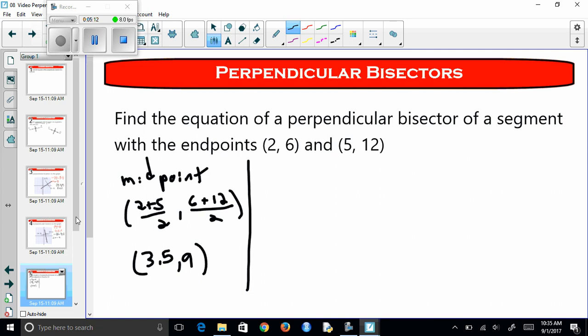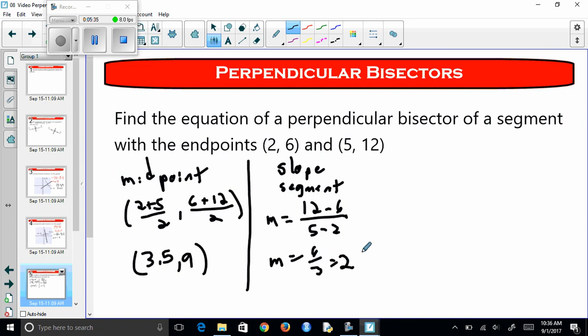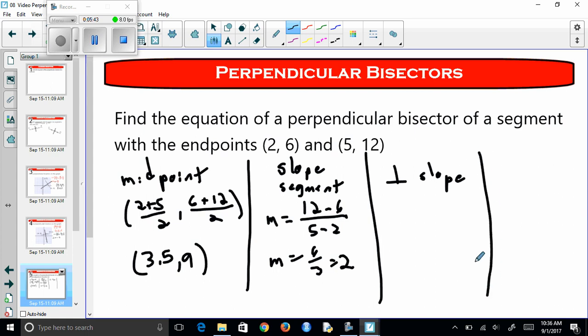Now I need to find my slope of my segment. Slope of our segment. And that we can do without a graph. We can just take 12 minus 6 over 5 minus 2. And that's going to be 6 over 3, which just turns into 2. Done. Now we need to find our perpendicular slope. So our perpendicular slope, if that's 2, our perpendicular slope would be, if that's positive, this has to be negative, and the reciprocal would be negative 1 over 2.